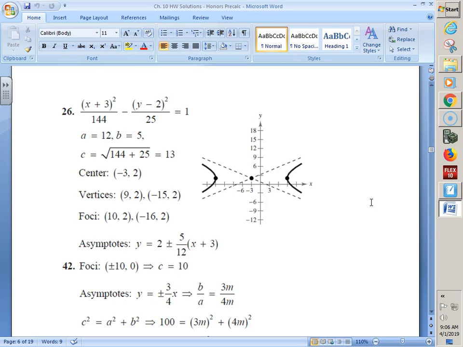Because you had to identify everything, right? The center, the vertices, the foci. Whoa, look at the asymptotes. Some of you would have just done m equals. But what did they do? Were they identifying just the slopes or the actual asymptotes? What's the difference? They made the line. They made the equation of the line.